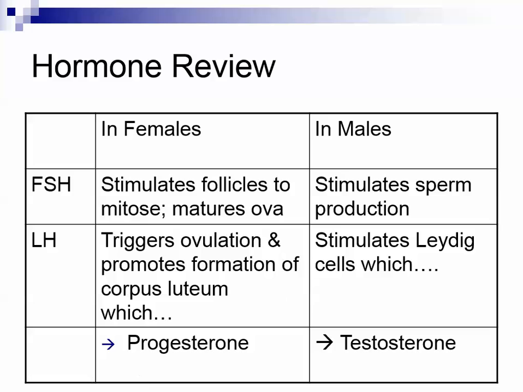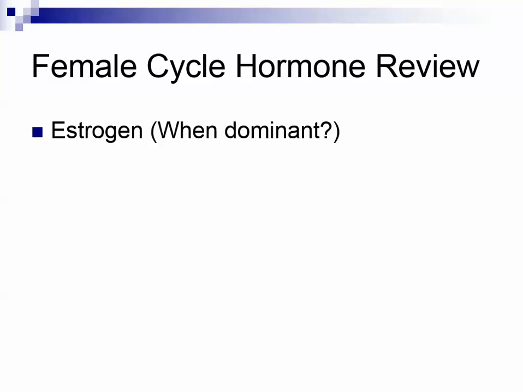So let's do a little bit more review. What are all the effects of estrogen on the female's body? First of all, when is estrogen dominant? Remember, with the female hormonal cycle, we have the cycle divided into two phases, and estrogen is dominant during the follicular phase. That's a great name for that part of the cycle, because it's dominated by the follicle getting bigger and bigger until you have the ripe ovum.